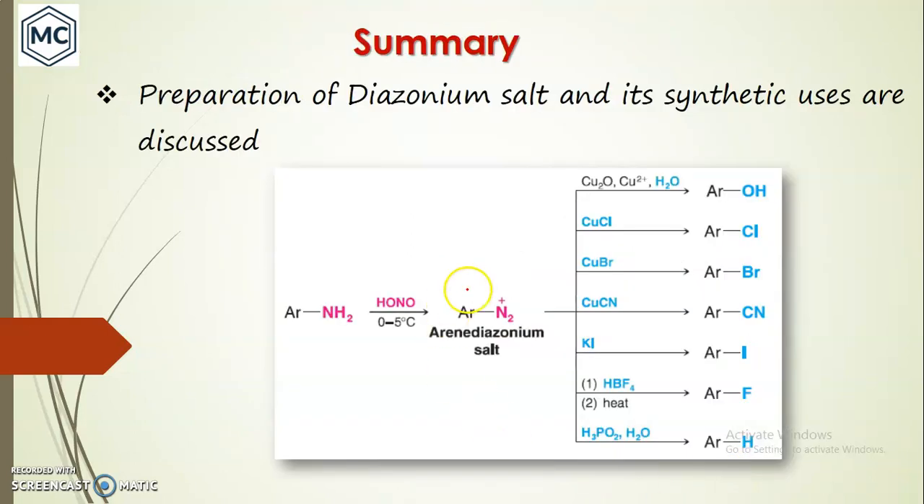In summary, we have learned the preparation of diazonium salt, and its synthetic uses are discussed. This is summarized here. You can make a number of compounds out of this intermediate.